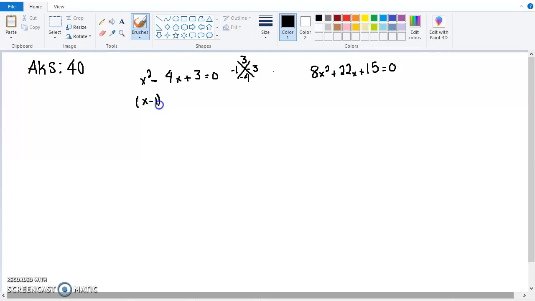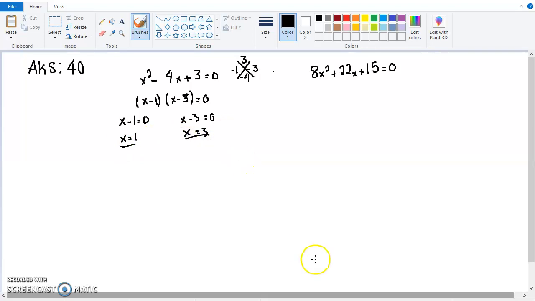X minus 1 and X minus 3 equal to 0. Then you equal both separately to 0, so X minus 1 equal to 0, and I'll leave you with X equals 1. And X minus 3 equal to 0 will leave you with X is equal to 3. And these are your zeros of this quadratic function.